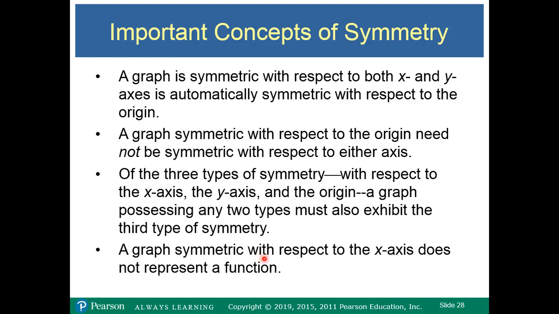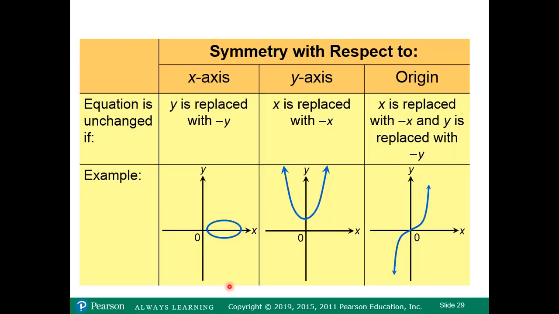A graph symmetric with respect to the x-axis does not represent a function. Remember that. Why? Because if it's symmetric with respect to the x-axis, then that means it's going to be something that does not pass the vertical line test. Okay, so here's the summary table. So here we go, symmetric with respect to the x-axis.